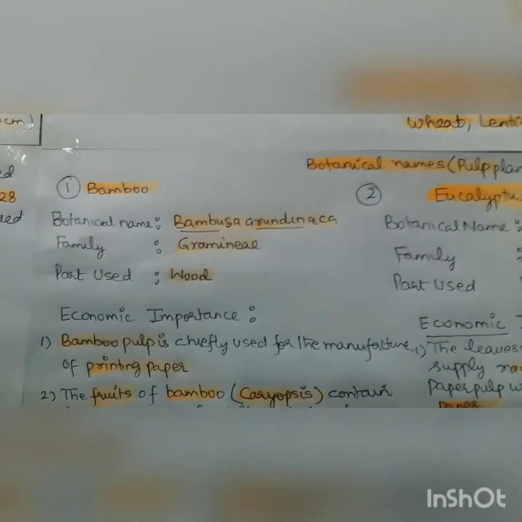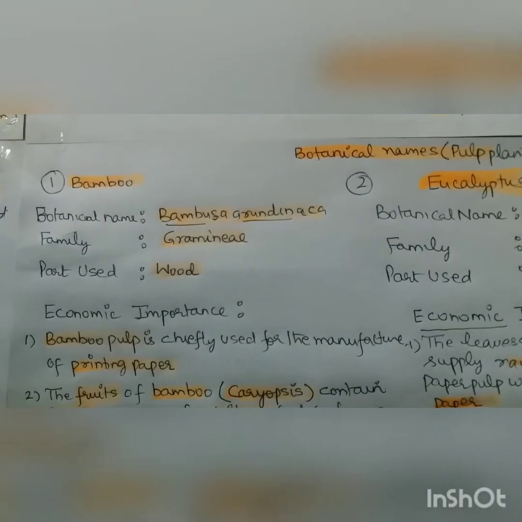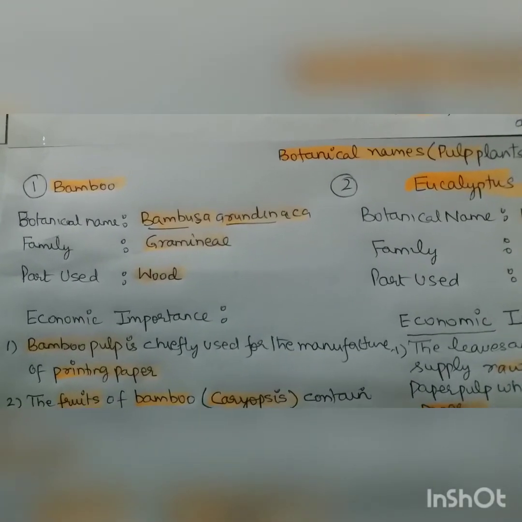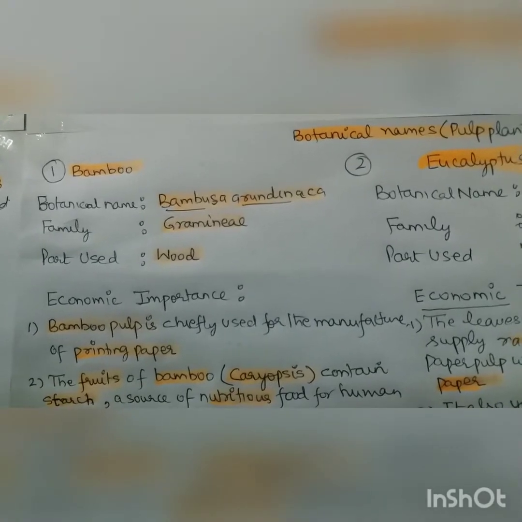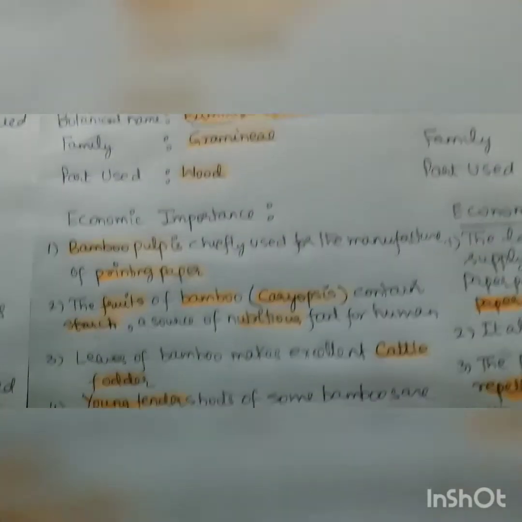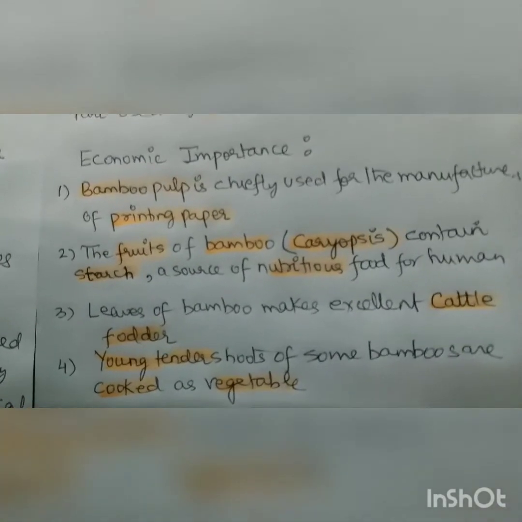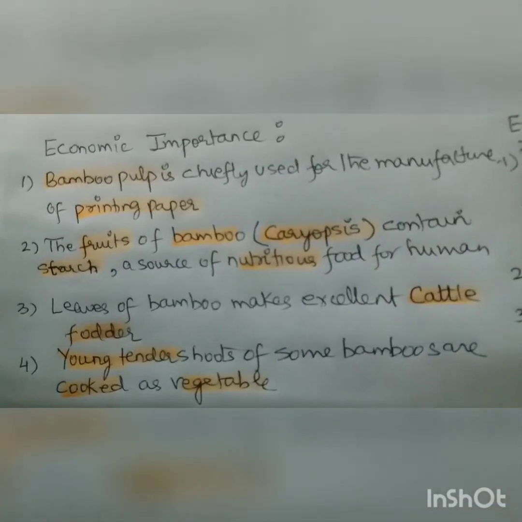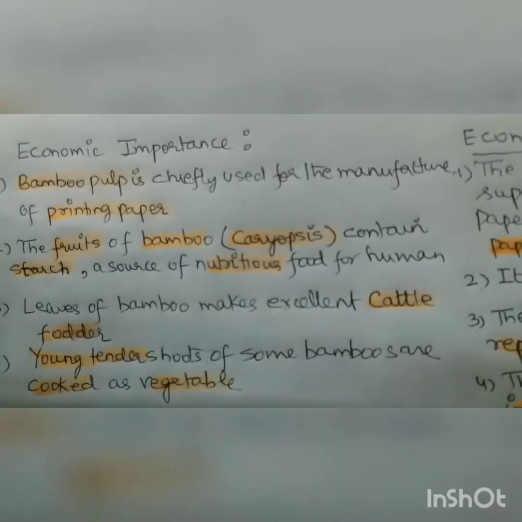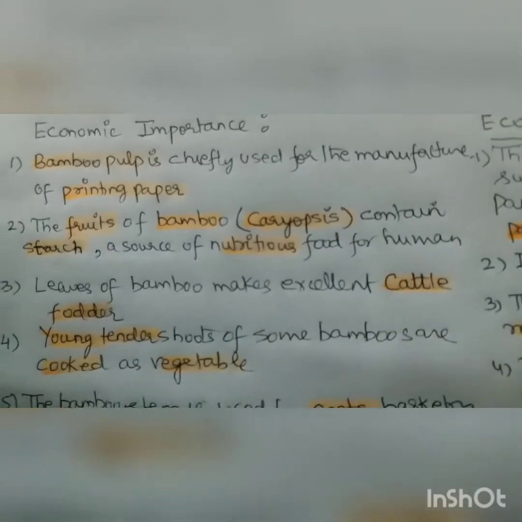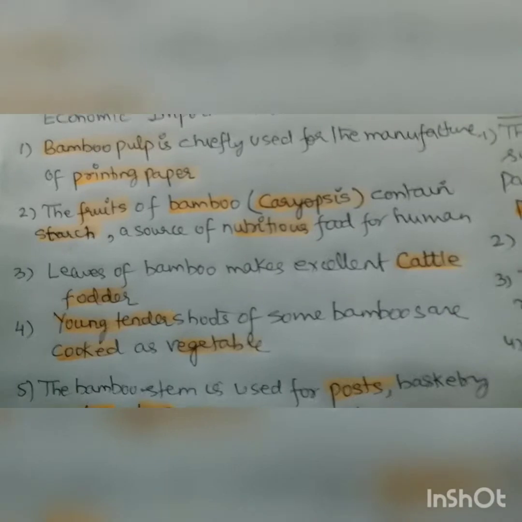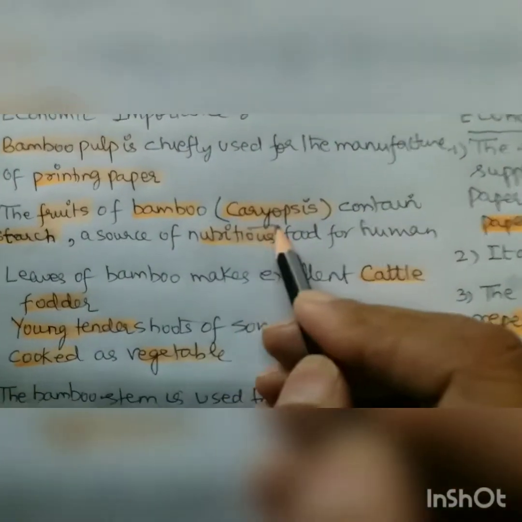So I finish. Now I'm coming to the botanical names, and the first botanical name I am taking is bamboo. The botanical name of bamboo is Bambusa arundinacea, the family is Gramineae, and the part used is wood. Bamboo is basically a pulp plant, chiefly used for the manufacture of printing paper. Here I will tell you pulp is the main raw material for paper, right? The fruit of bamboo, which is caryopsis, is very important.